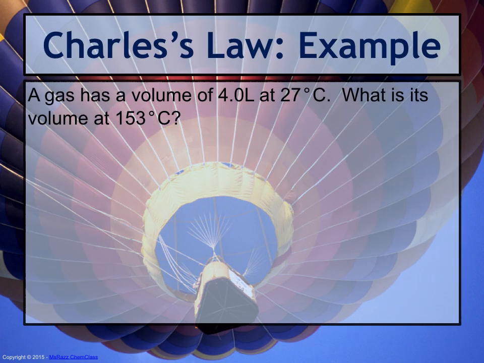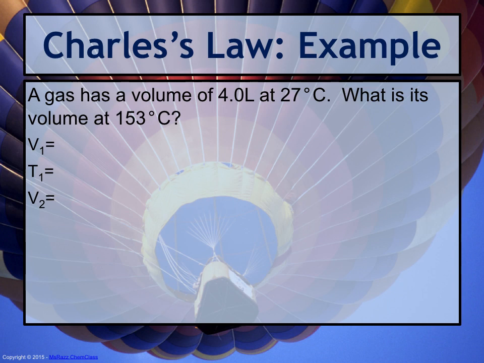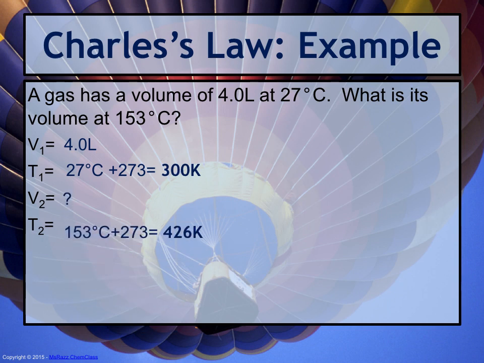So let's look at an example. A gas has a volume of 4 liters at 27 degrees Celsius. What will the volume be at 153 degrees Celsius? So for this one, we have a V1, T1, V2, and T2, and we're going to fill in what we know. For the first one, we have 4 liters and 27 degrees Celsius, but that needs to be in Kelvin, so I'm going to add 273 to that, which means the temperature is 300 Kelvin. We don't know the second volume, but we do know the second temperature is 153 degrees Celsius. So we'll add 273 to it to get 426 Kelvin.